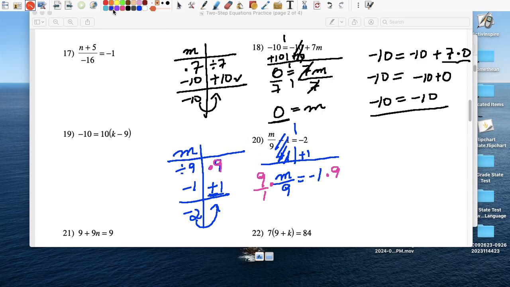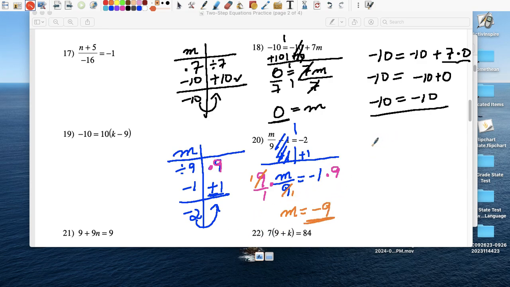So remember, we can simplify this, right? So think of it as 9 divided by 9. 9 divided by 9 is 1. So everything becomes a 1. 1 times m over 1 is just m. On the right side, -1 times 9, and negative times a positive is a negative, and 1 times 9. So apparently, m has a value of -9.